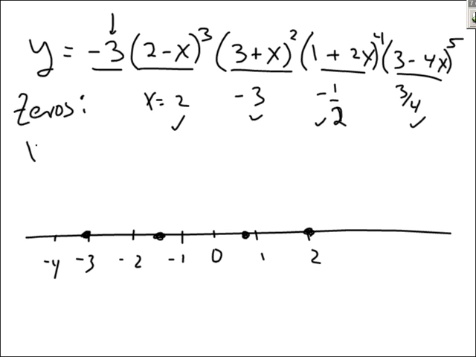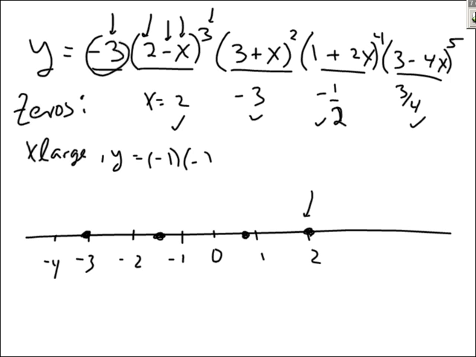And what happens when x is large? Large means bigger than 2. Well, negative 3 is always negative. If you're bigger than 2, if you have 2 and you take away more than 2, you're negative. And then if you cube it, you're still negative. And I never mean to write negative 1, I just mean to write the sign.